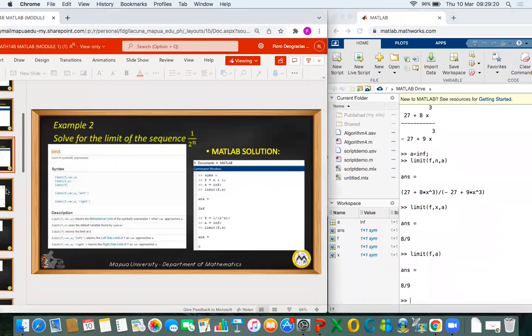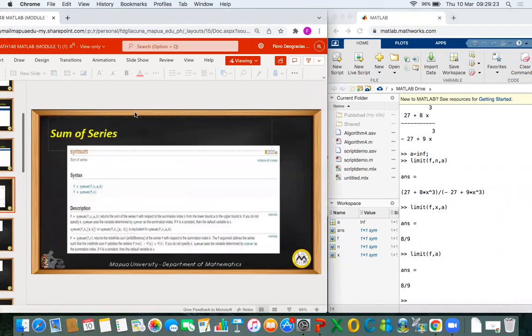So we go now to another syntax class. This is about getting the sum of series. So we use the syntax sum, okay? According to Matlab, sum is the sum of series, and these are the syntax. But we will use only the first syntax, and that is sum of f, comma k. So k is your variable, then a, b, where a is your lower limit and b is your upper limit. B is always infinity.